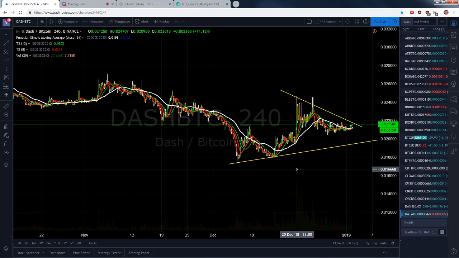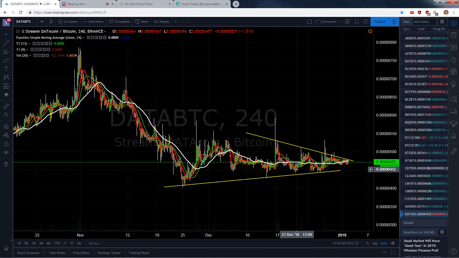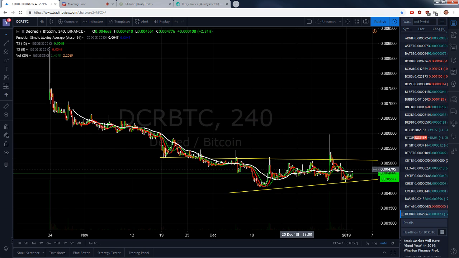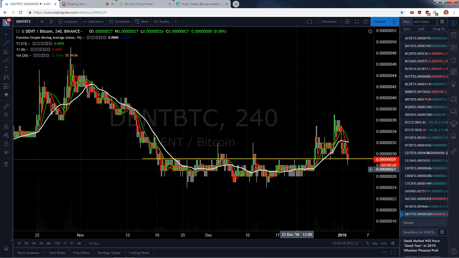Looks like it wants to move. Data. Same. Nice little tight patterns forming. Higher lows into resistance to see if this can get moving. Pop across. This one moved pretty well. Dent. Yes, it did. Popped across. Back into support. Popped across again. Over resistance. Back into support.